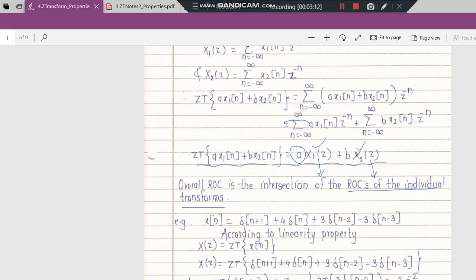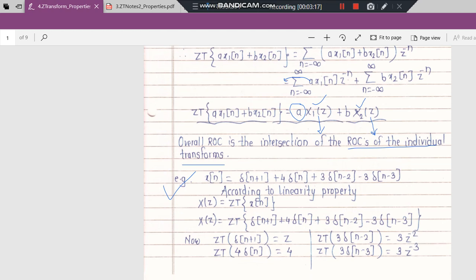Now we can see a simple numerical based on this property. Suppose we are given a signal like this, x of n is equal to this complete signal. Now you can see here, this is a linear combination of so many signals, like del of n plus 1 is one signal, then plus 4, which is a constant, into del of n another signal, plus 3 again a constant, into del of n minus 2 another signal, minus 3 again a constant, into del of n minus 3. So you can have so many signals added like this.